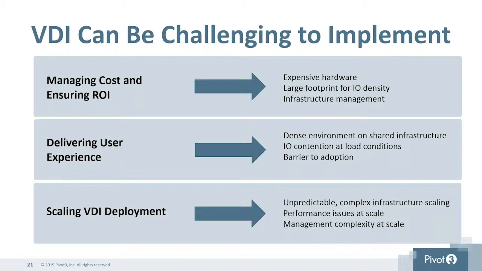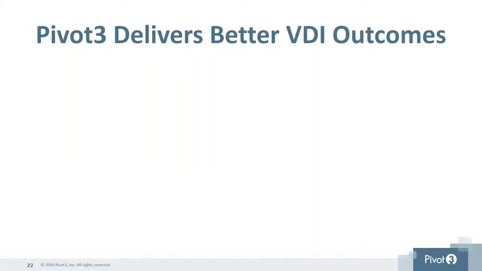Many of the projects start small, but as they start growing and scaling, it becomes complex. The performance drops or scaling becomes unpredictable. So all of these factors, whether it's cost, the user experience, or the scaling difficulties, are really the ones that add risk to your VDI implementation. And I'm going to talk in the next few slides about how we can overcome those risks.